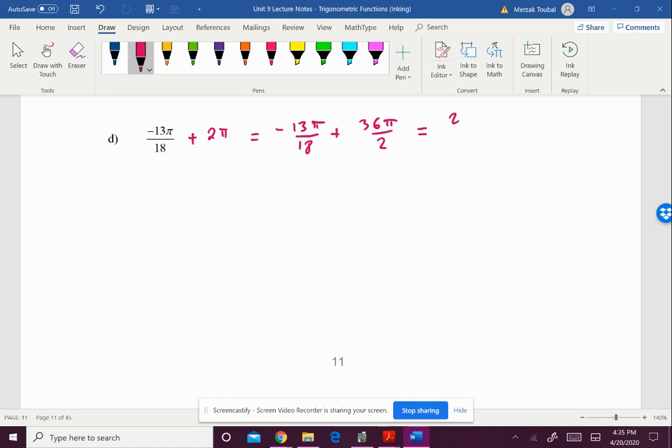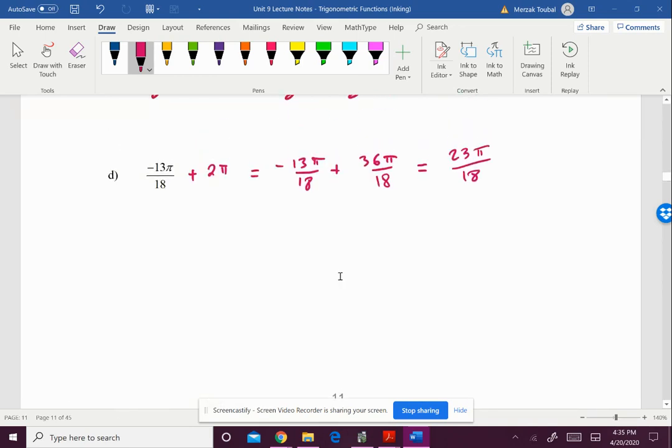Why do I have a 2 in here? 18 times 2 is 36. Sorry, the denominator is 18, not 2. I don't know why I had a 2. So 36 minus 13 is 23 pi over 18. And 23 over 18 is smaller than 2, so we're good. This is the coterminal angle that meets the condition of being between negative 2 pi and 2 pi.